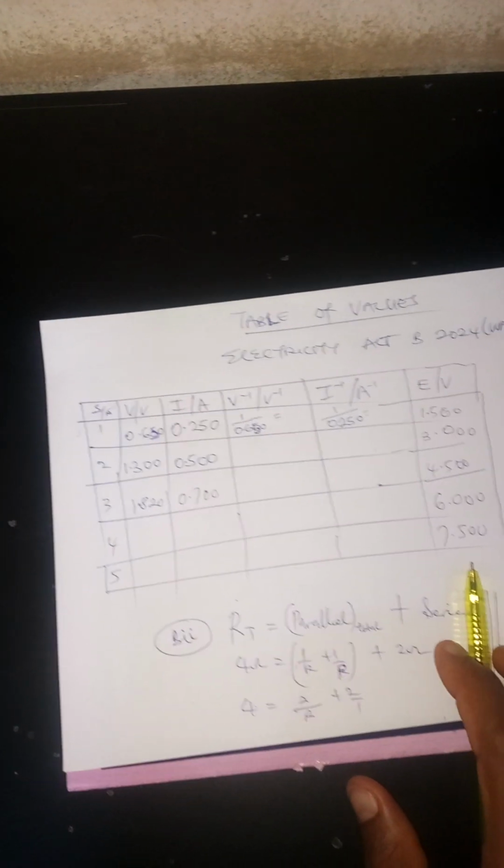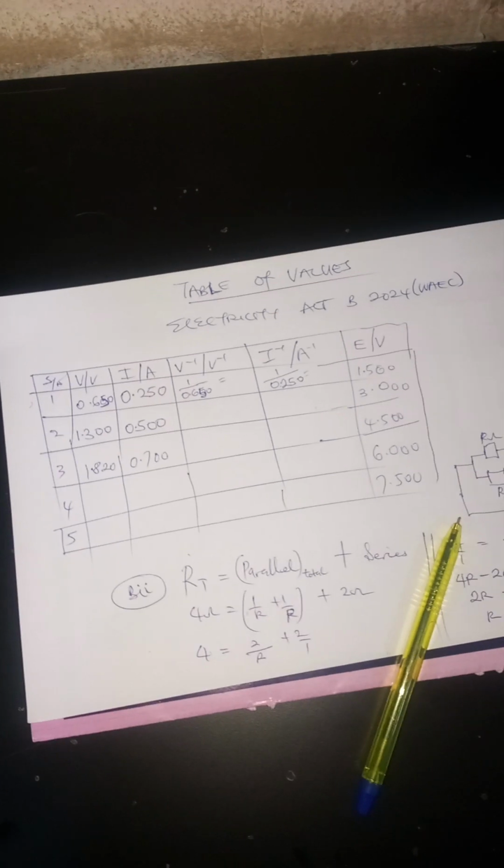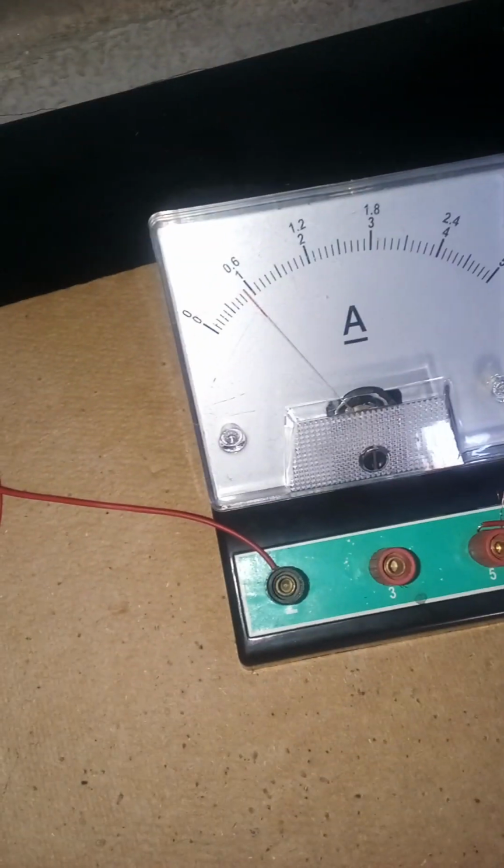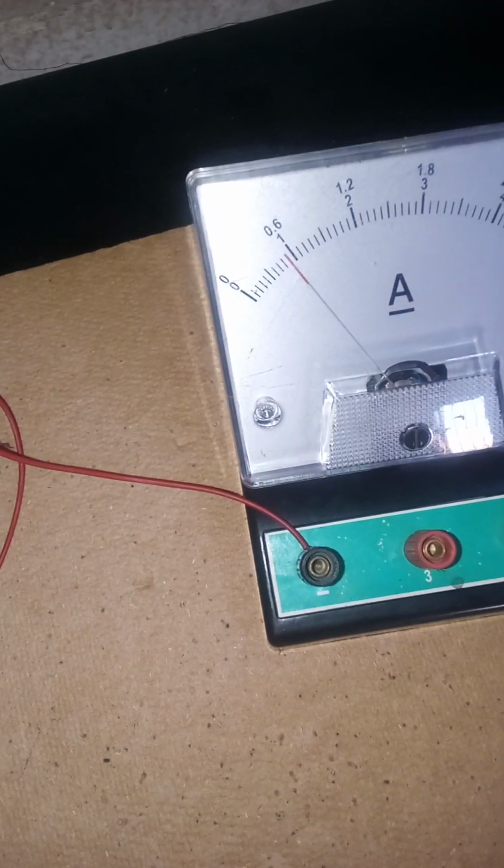So we go for 4 batteries. So we change the EMF of the circuit to 6. I'm adding an extra cell here to 4. So we have the trend that as the current is increasing, the voltage is also increasing.